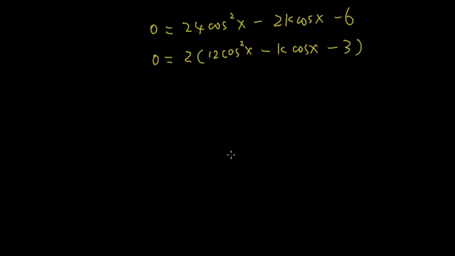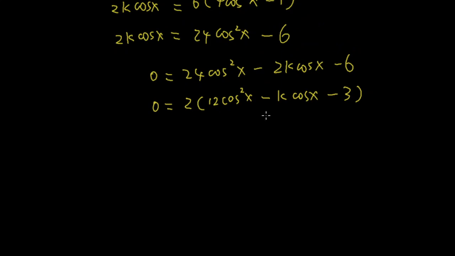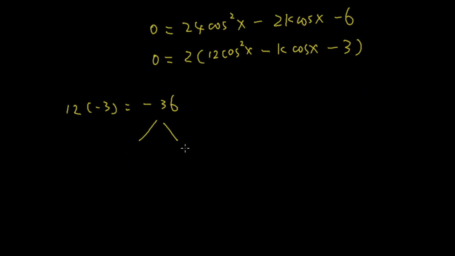Okay, now let's factor this. So we have to think of two numbers, right? When you multiply together, gives you negative 36, right? Because it's this times this, right? And when you add together, give you negative k. So what would be these two numbers? Well, let's call this m and n for now.